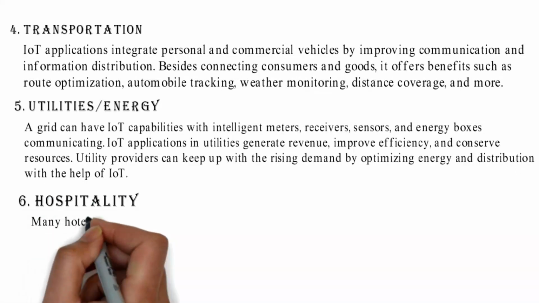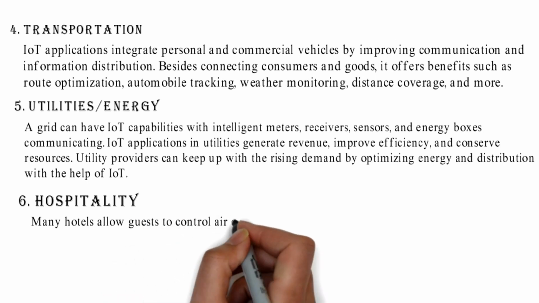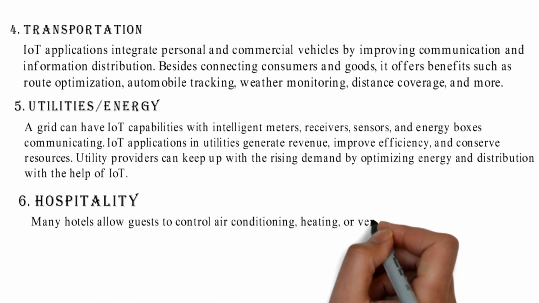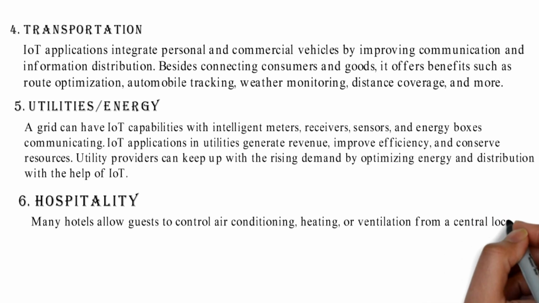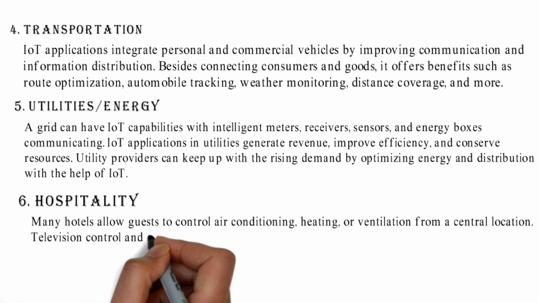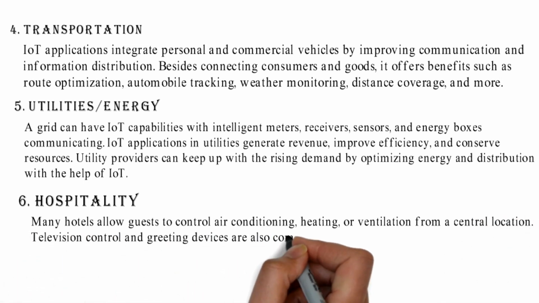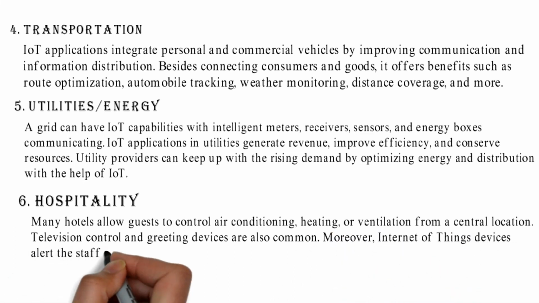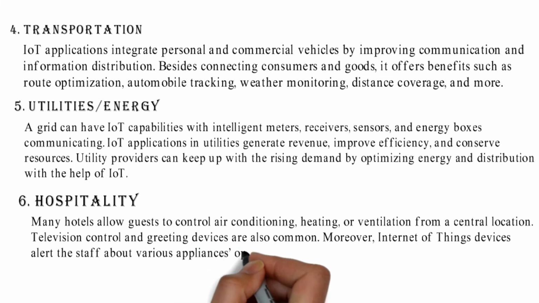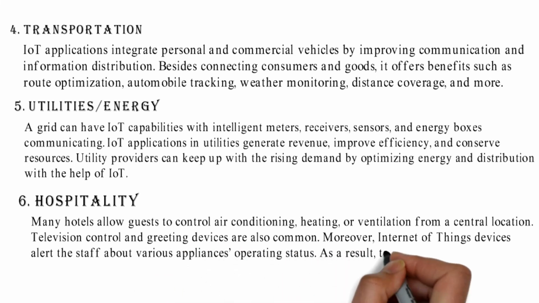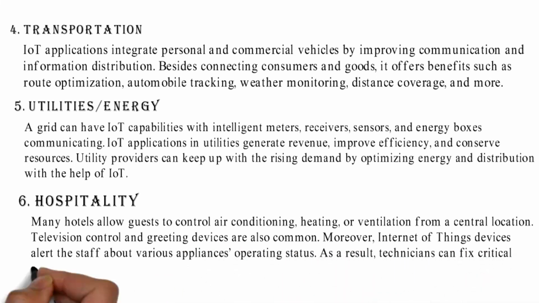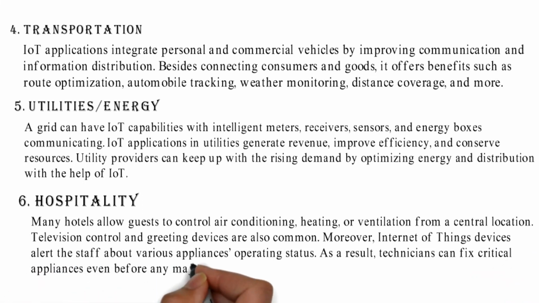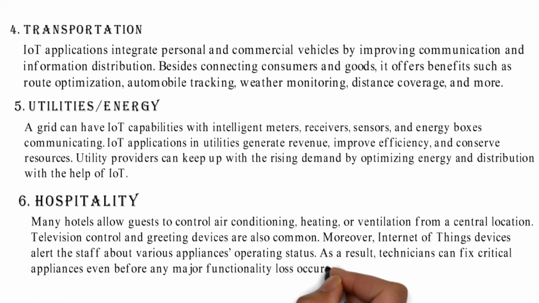Six. Hospitality. Many hotels allow guests to control air conditioning, heating, or ventilation from a central location. Television control and greeting devices are also common. Moreover, Internet of Things devices alert the staff about various appliances' operating status. As a result, technicians can fix critical appliances even before any major functionality loss occurs.